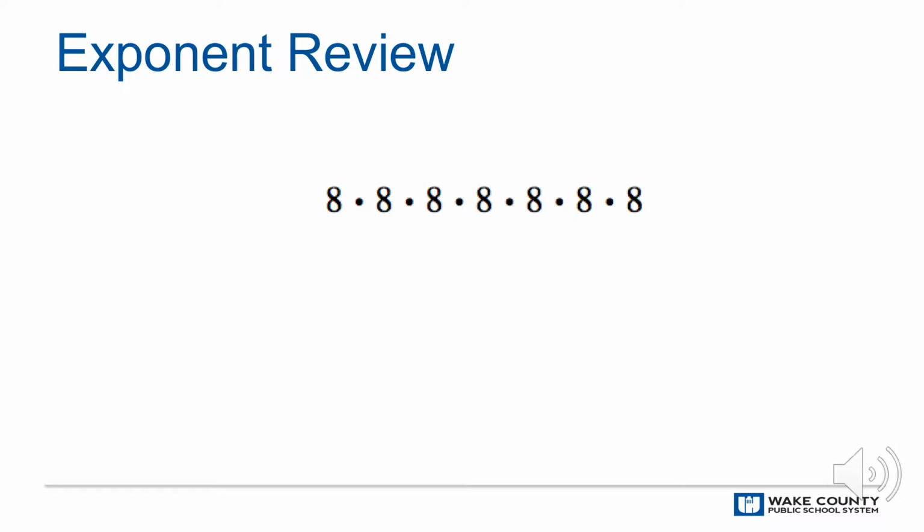Exponents are a way of keeping track of how many times a number has been repeatedly multiplied. For example, instead of writing 8 times 8 times 8 times 8 times 8 times 8 times 8, we can write 8 to the 7th power instead. The number repeatedly multiplied is called the base, which in this example is 8. The 7 here is called the exponent.